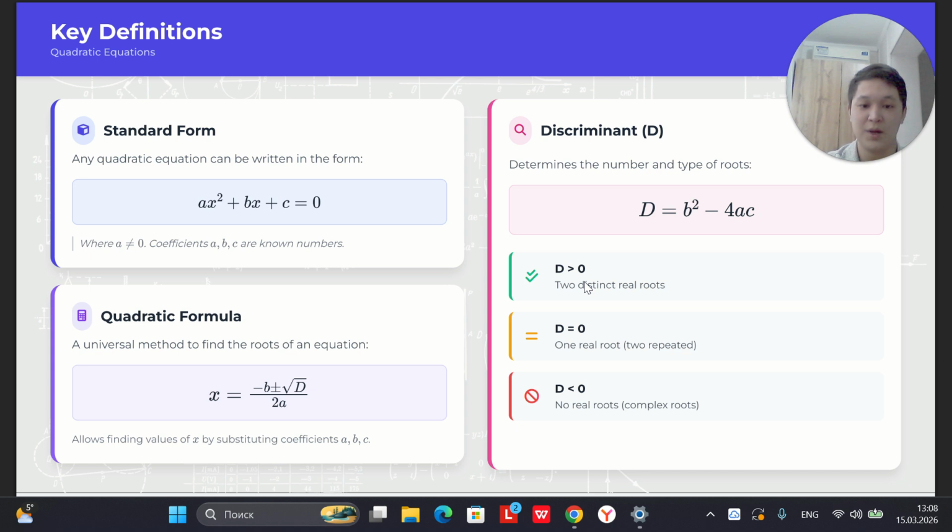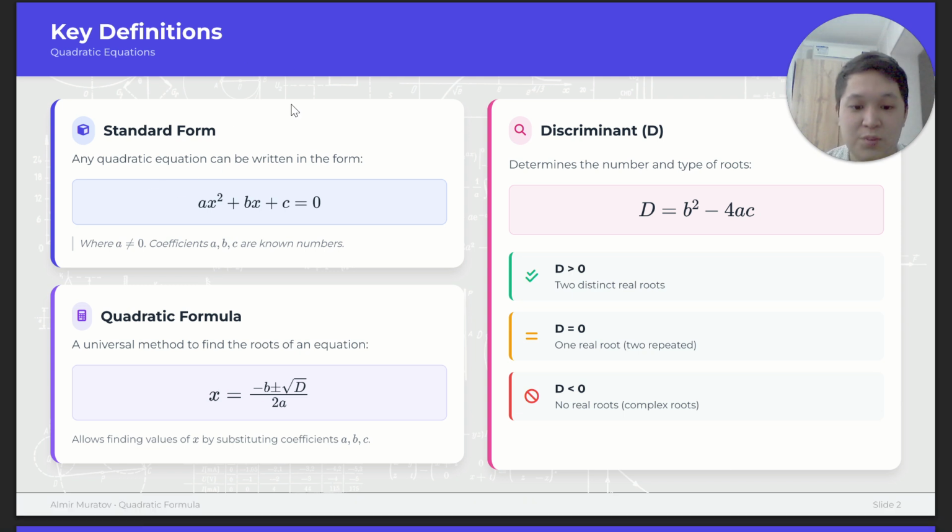Because of this, we can write our universal method to find the roots as x equal to minus b plus minus square root of the discriminant over 2a. This allows us to find the values of x by substituting the coefficients a, b, and c. Did you understand, guys? Gotcha.